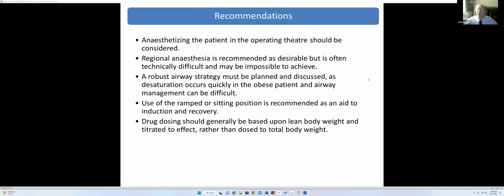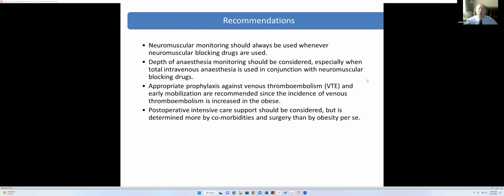Use of a ramped or sitting position is recommended as an aid to induction and to recovery. And I showed you the elevation pillows, a troop elevation pillow, or you can use a series of blankets. Drug dosing should be based on lean body mass and titrated to effect rather than dosed to total body weight as a rule. When neuromuscular blockers are used, you should incorporate neuromuscular monitoring, a train of 4 monitor. Depth of anesthesia monitoring using EEG can be very useful. We use the BIS monitor on the forehead.